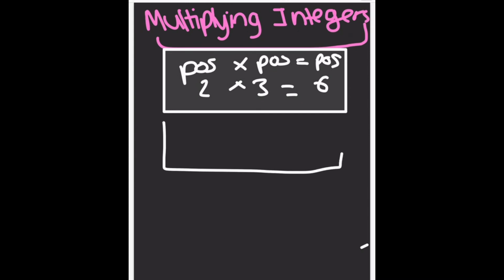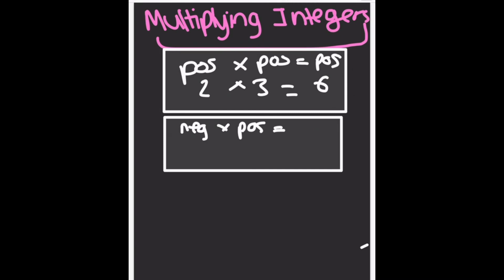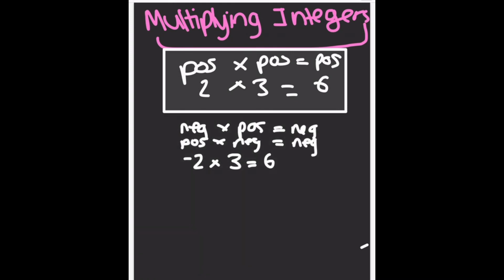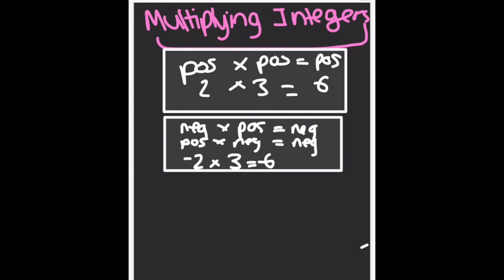Now, if we do a negative times a positive, or a positive times a negative, the order doesn't matter, you're going to get a negative number. For example, negative 2 times 3, you're going to get negative 6.